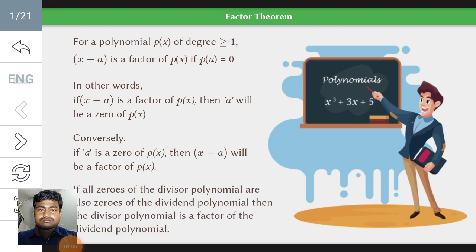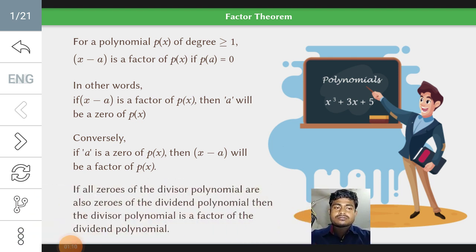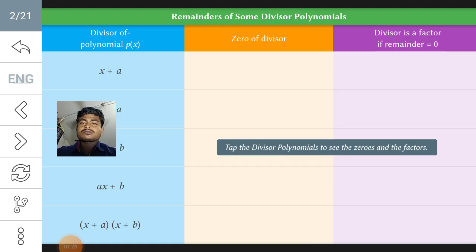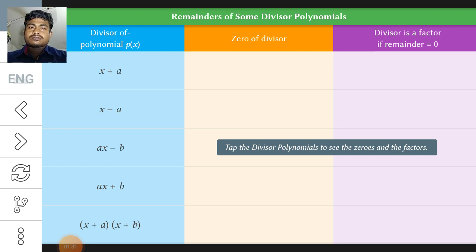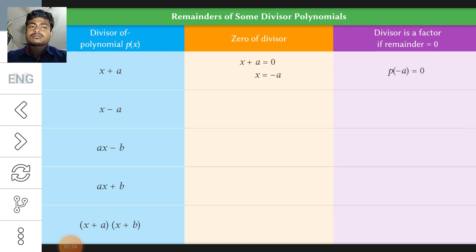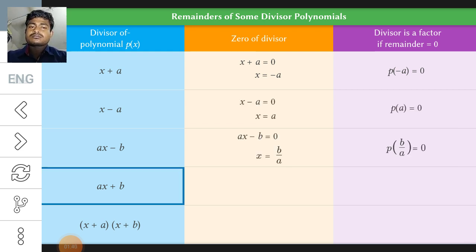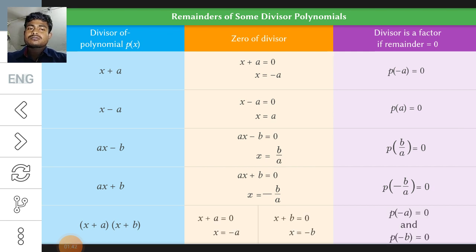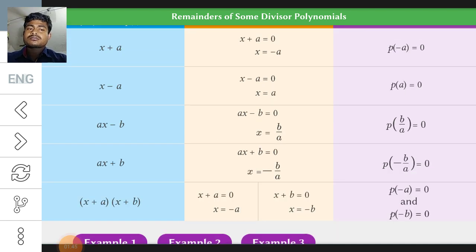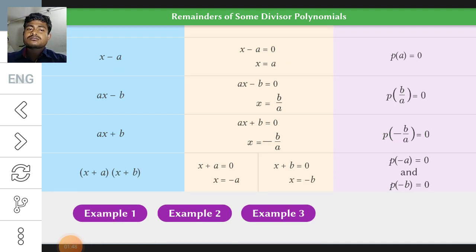In general, if all zeros of the divisor polynomial are also zeros of the dividend polynomial, then the divisor polynomial is a factor of the dividend polynomial. Tap the divisor polynomials to see the zeros and the factors. Tap the buttons to understand this better with more examples.